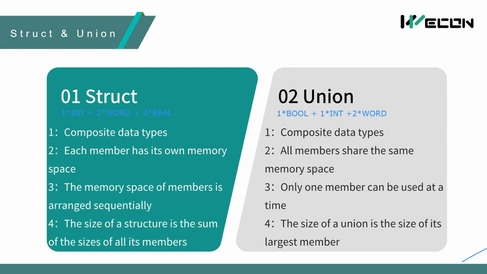How to understand? It means, for example, if I change the value of this int variable, the bool variable and these two word variables will be changed at the same time. And when I change the value of a word variable, the bool, int, and the other word variable will also be changed at the same time, because they share the same memory space. Later I will show it with a video. It will be clearer to understand.